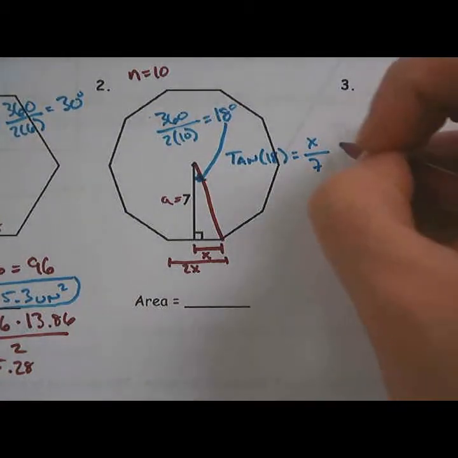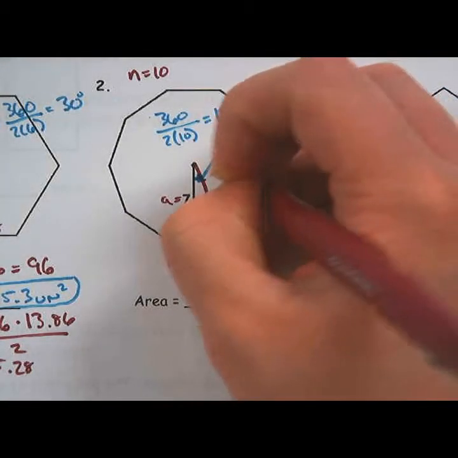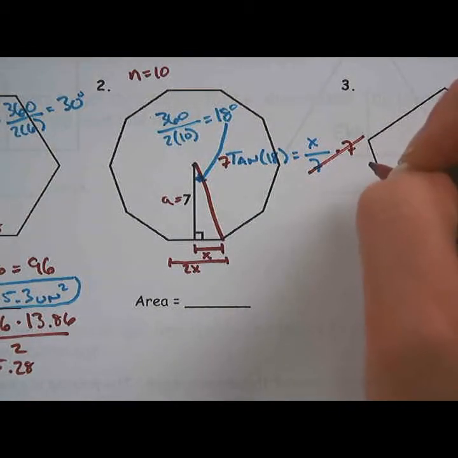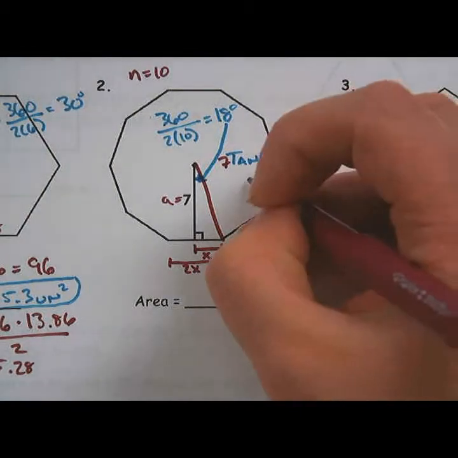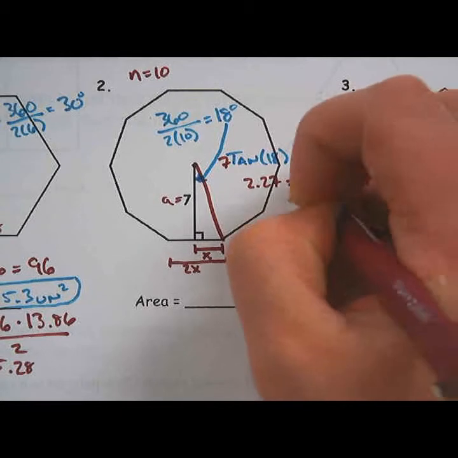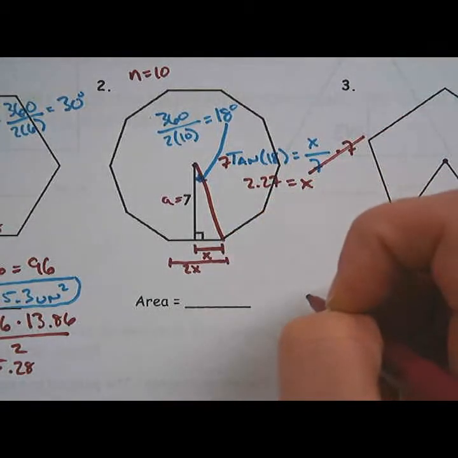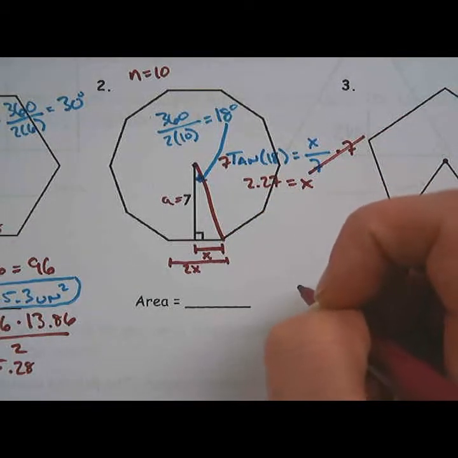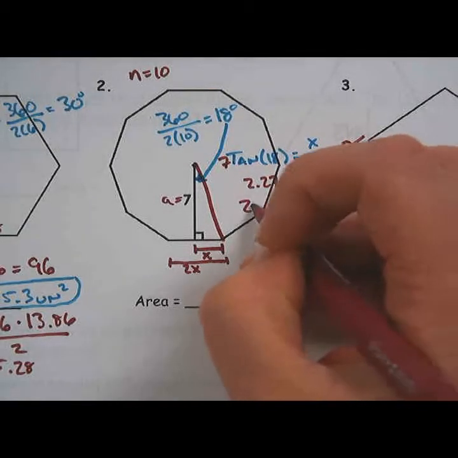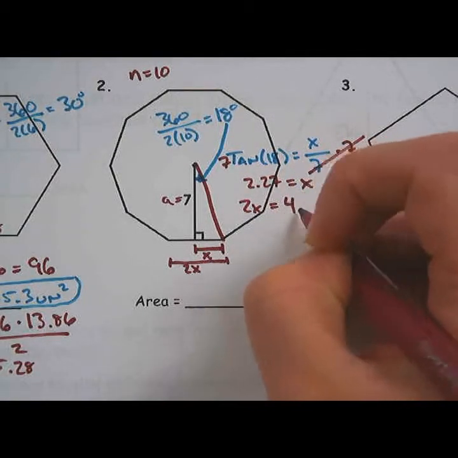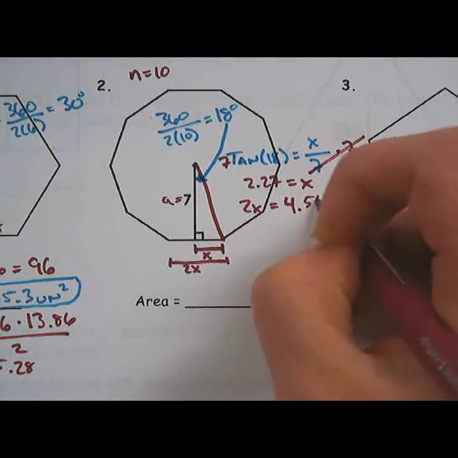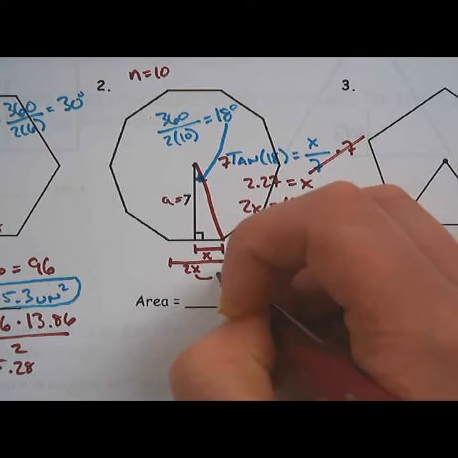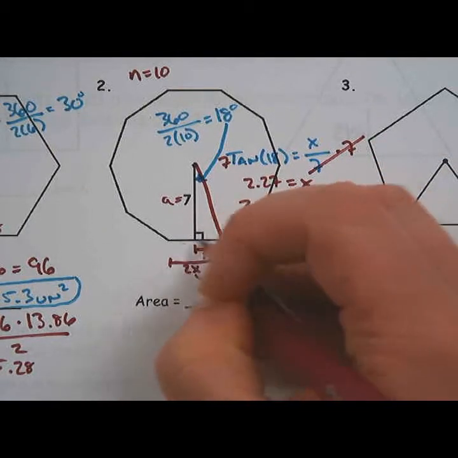Then we can multiply by 7 on both sides. 7 times tangent of 18 is 2.27. So x, that missing side there, is 2.27, which means that 2x is 4.54. So this is 4.54 for our missing side, the whole thing.